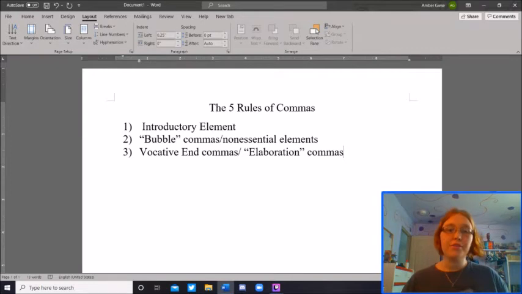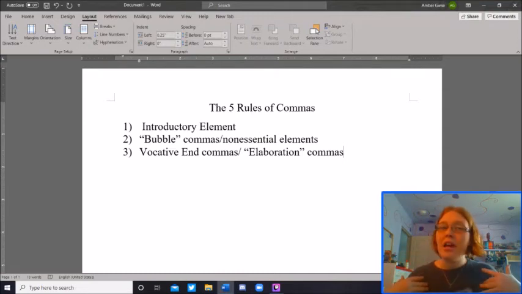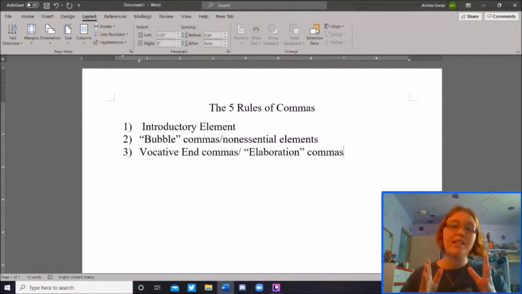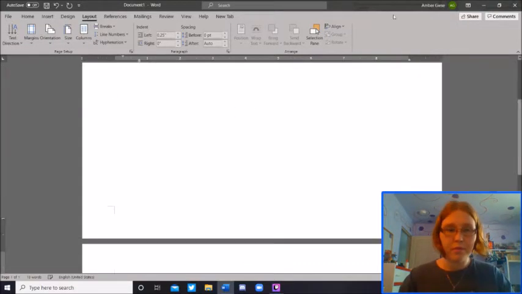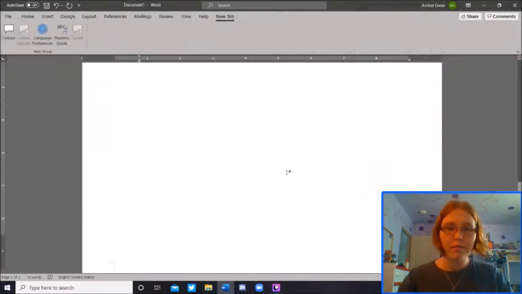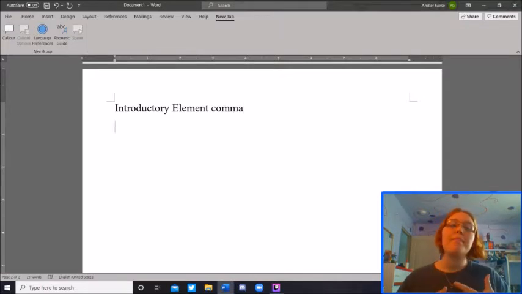Okay, so these are the first 3, the introductory elements, the bubble commas, and the elaboration commas. I call them bubble commas, I call them elaboration commas. I've also given you guys the proper name for them in case you want to Google them, or if my explanations don't make sense, you have the tools necessary to go do some extra research. So we're just going to go through these guys one at a time. So the first one is the introductory element comma.